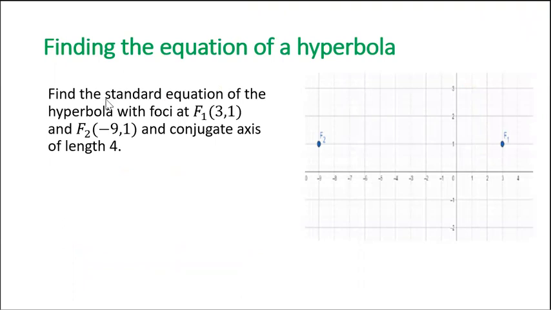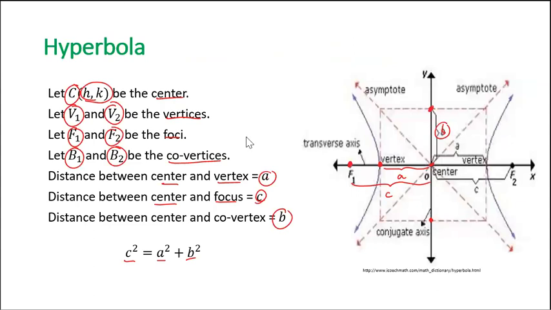Okay, next, this time, let's find the standard equation of the hyperbola having foci at (3, 1) and (-9, 1), and the conjugate axis is of length 4. Now, I forgot to mention earlier that whenever we have the length of the conjugate axis, that's going to be 2 times b. So the length of the conjugate axis is equal to 2b.